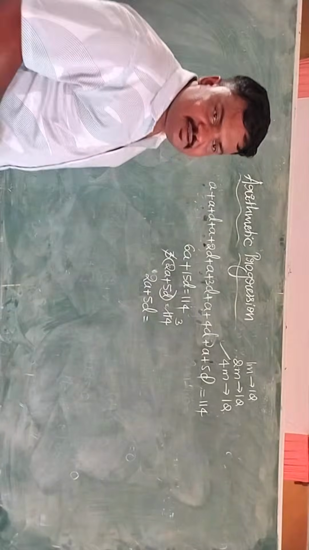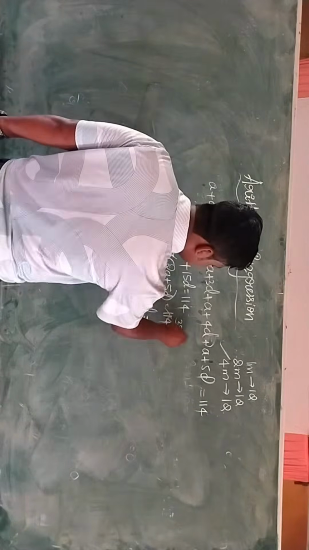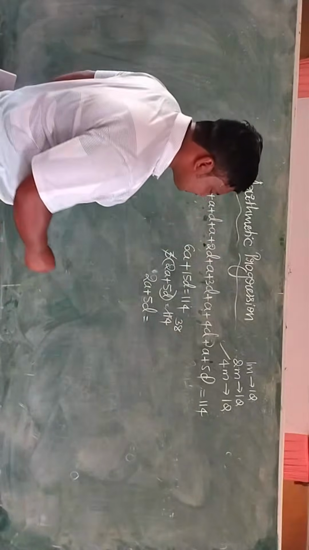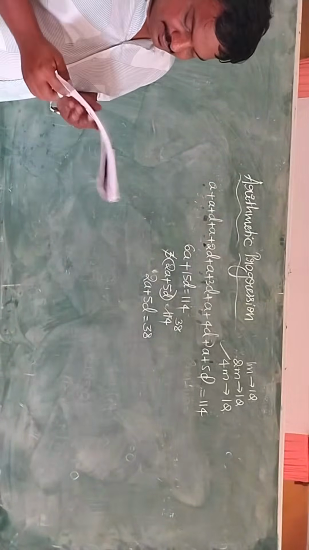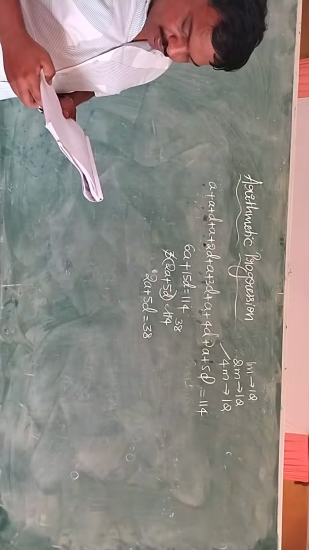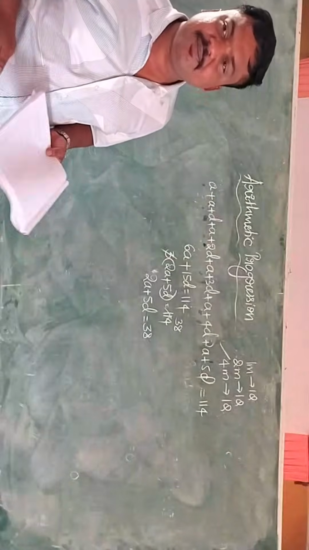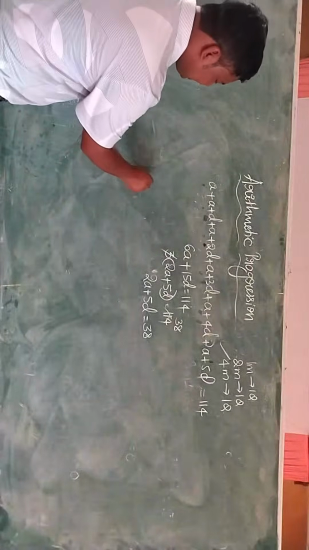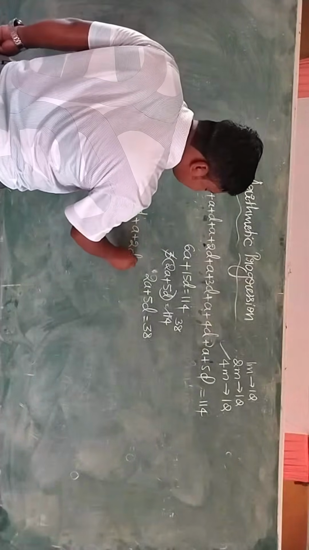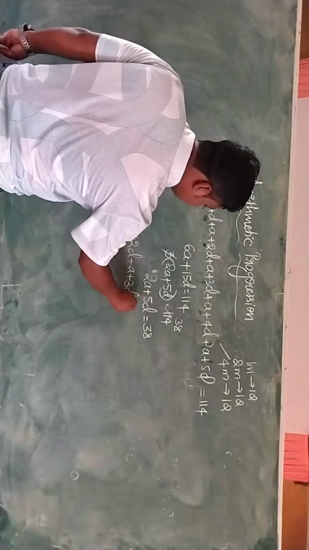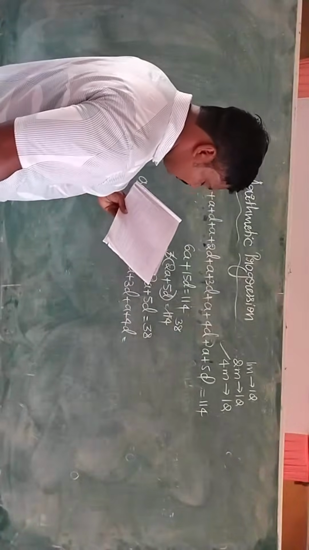3 ones are 3, 3 threes are 9, remainder 2. Next is 24, 3 eights are 24. So 2a plus 5d is equal to 38. Am I right? Next, the question continues. If the sum of first five terms of the progression is 80, sum of first five terms means a plus a plus d plus a plus 2d plus a plus 3d plus a plus 4d is equal to 80.